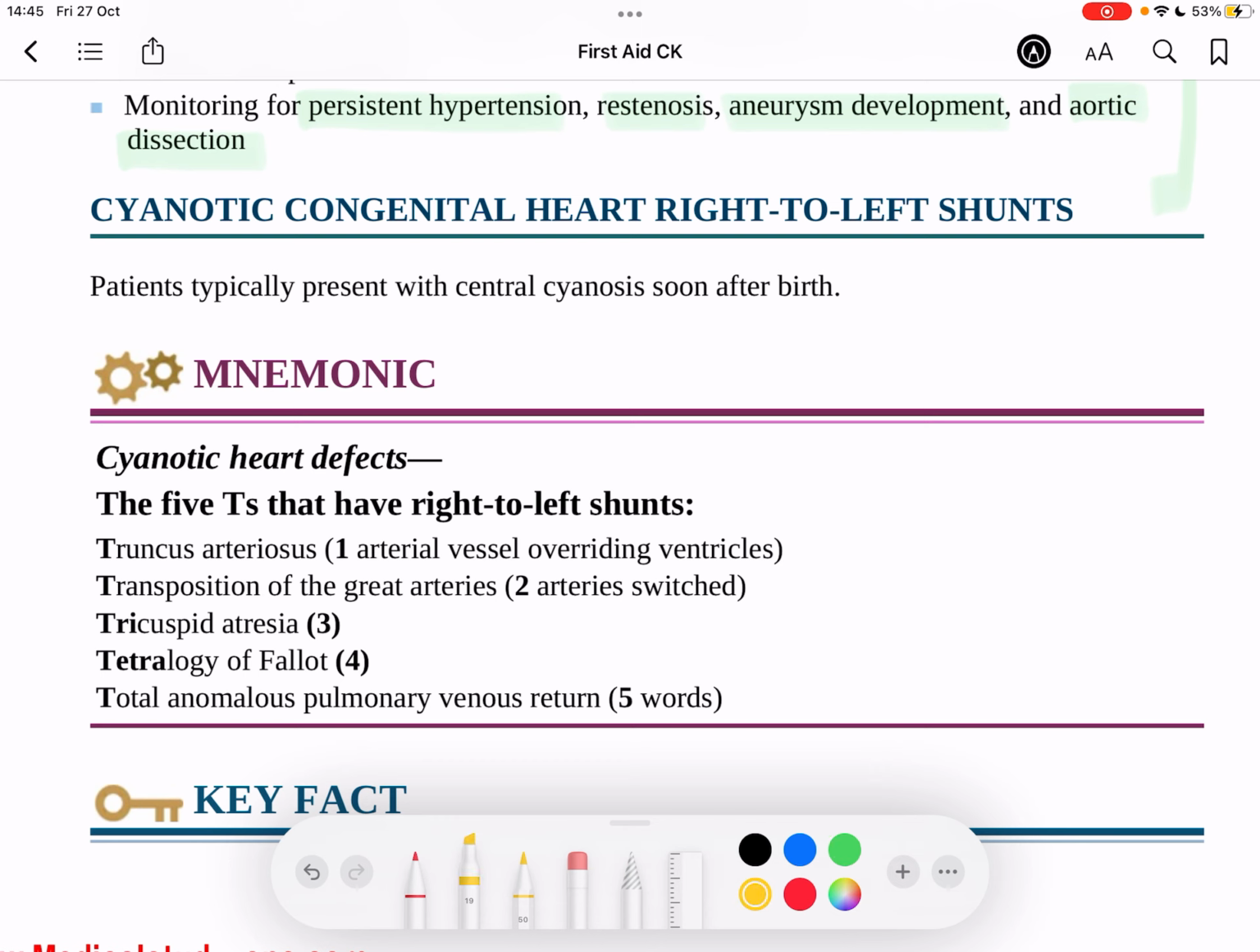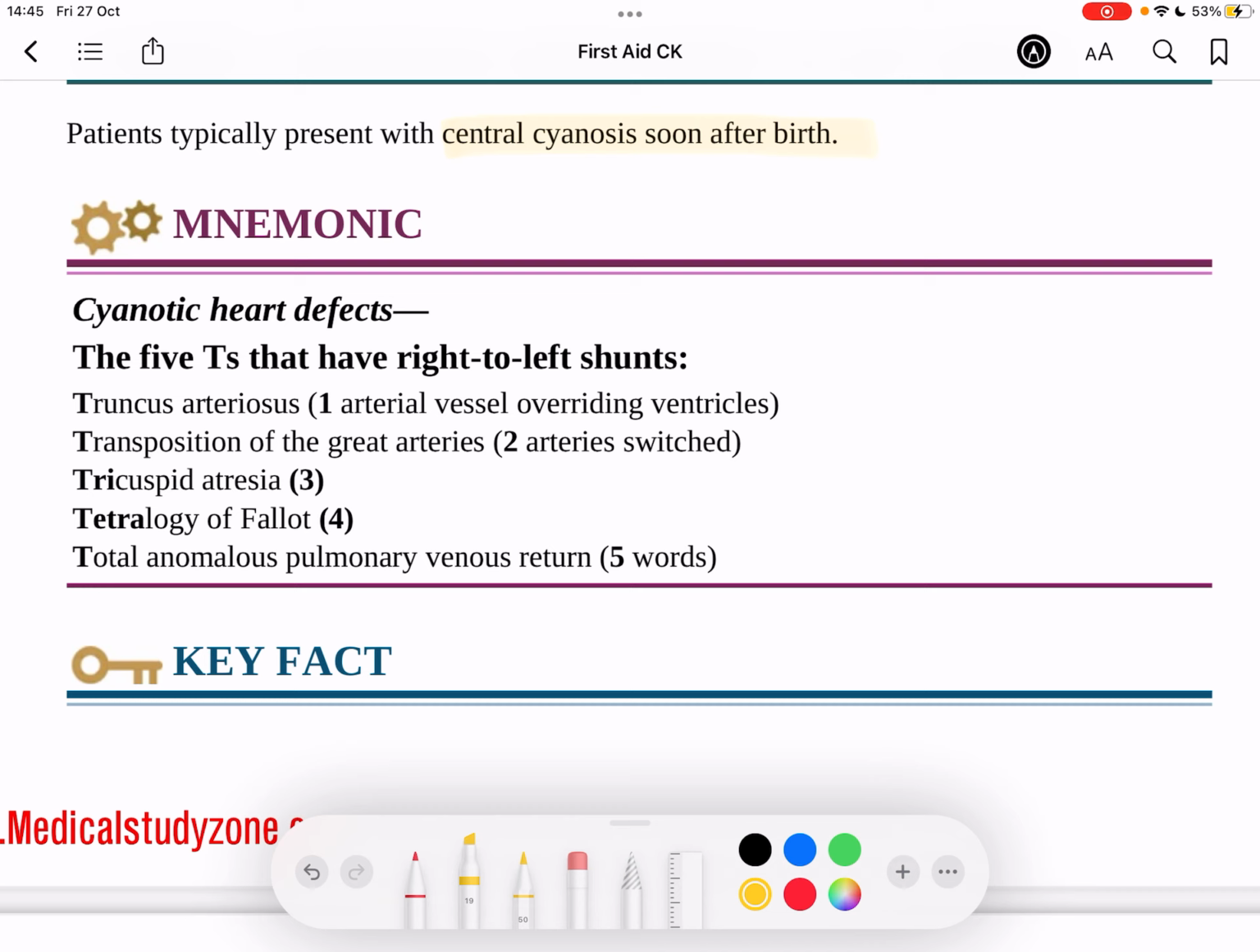These are going to be babies that are born and they present with a central cyanosis. Okay, so you look in the baby's mouth, you look under their tongue, and it's blue. Or around the mouth, you'll see blue tinge of the lips. So the cyanotic heart defects, the 5 T's that have right to left shunts: truncus arteriosus. So that is essentially where we have one giant opening coming from the left and right ventricles.